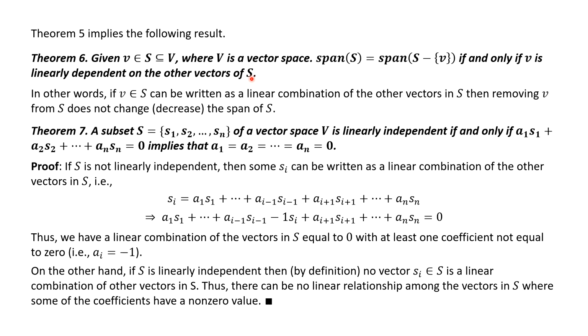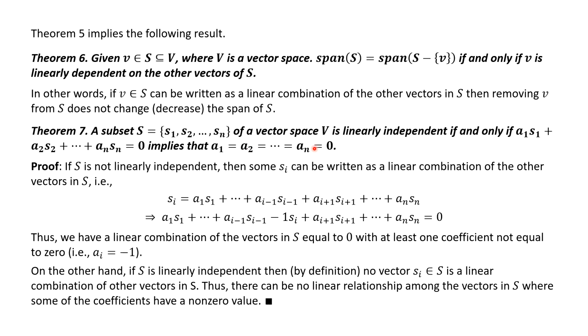The next theorem gives us another way of checking whether or not we have an independent set of vectors, and it says that a set of vectors S is linearly independent if and only if the equation a1 s1 + a2 s2 + ... + an sn = 0 implies that all the coefficients are equal to 0.